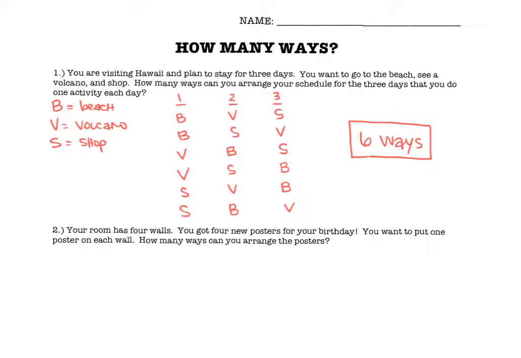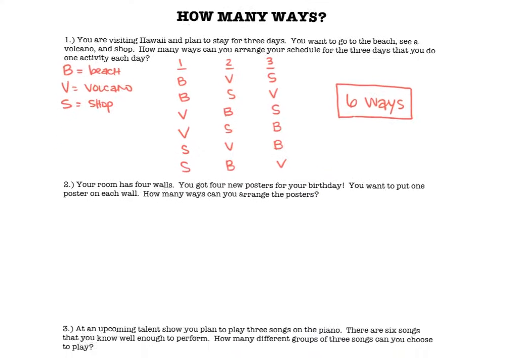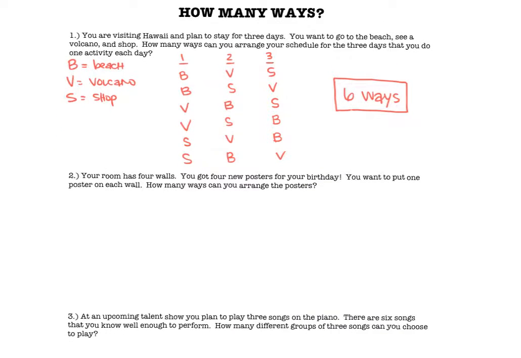All right, let's move on to number 2. Your room has 4 walls. You got 4 new posters for your birthday. You want to put 1 poster on each wall. How many ways can you arrange the posters? Okay, well, I'm gonna just call my posters 1, 2, 3, 4, or you could call them A, B, C, D, whatever you want, but just something to make it quick and easy to make my list.